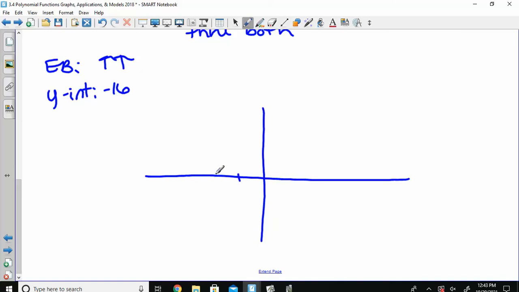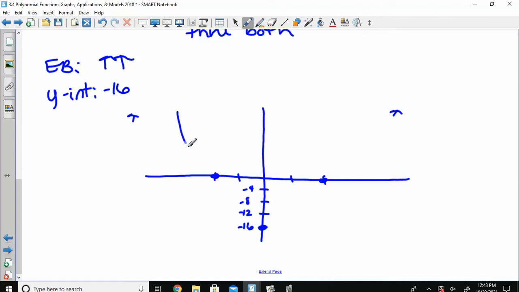Okay, so let's plot all this stuff. We hit the x-axis at -2 and +2. Both ends should be pointing up. Hit the y-axis at -16. I'm going to count by 4s. Just make sure if you're not counting by 1 that you label that.